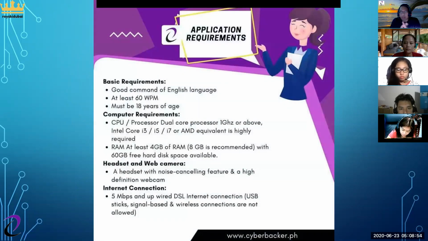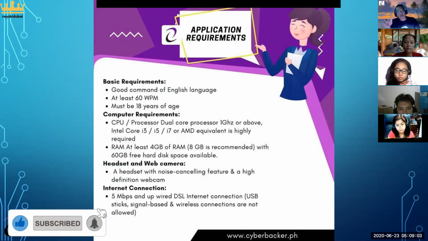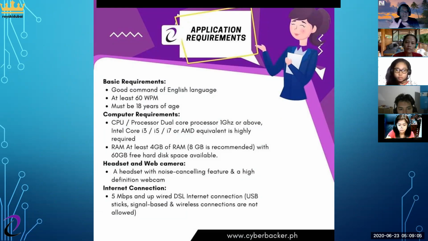So everybody's familiar with this. This is the requirement screen when you're about to apply for cyberbacker, and these are the minimum requirements actually. You can see our system requirement: CPU, processor, dual core, 1 gig Intel i3, i5, i7 or AMD equivalent, and your RAM should be at least 4 GB for the minimum, with at least 60 GB of free hard disk space.